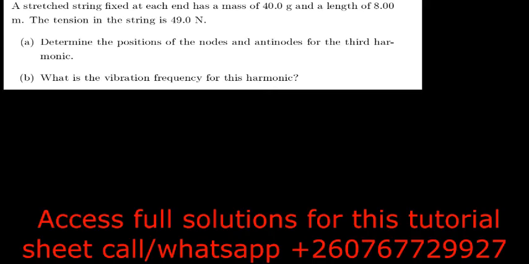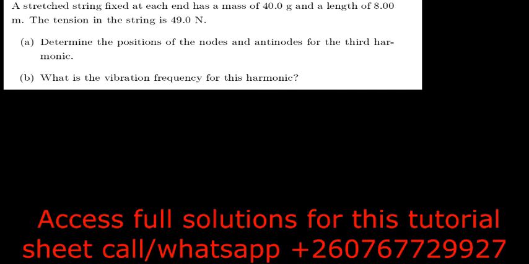What does it mean? This is question 6. So this question is under standing wave. So let me read the question for you. A stretched string fixed at each end has a mass of 40 grams and a length of 8 meters. The tension in the string is 49 Newton. A, determine the position of the nodes and antinodes for the third harmonic. B, what is the vibration frequency for this harmonic?